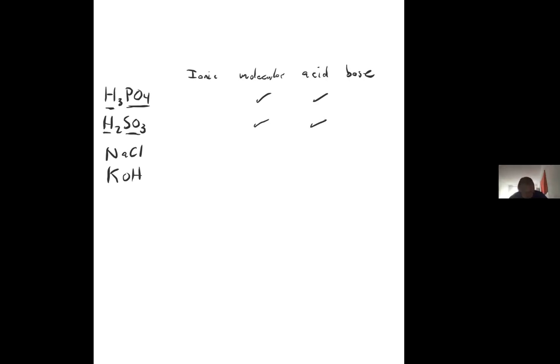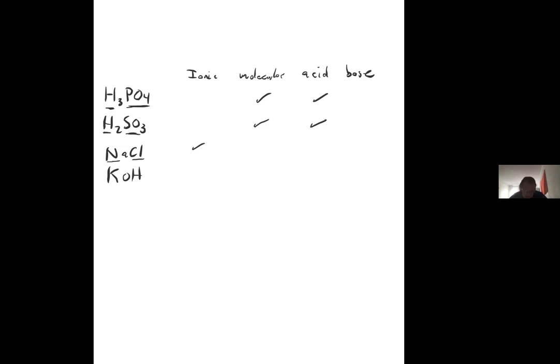Now let's get to the next one, NaCl. Is that an acid or base? Well, it doesn't have any hydrogen, so it's not an acid. It doesn't have any hydroxides, there's no OH. And it doesn't have a nitrogen with hydrogen or nitrogen with carbon, so it's not a weak base either. So it's none of those. It's not molecular, acid, or base, so it would be ionic, right? This would be a metal with a non-metal, so that would be ionic.